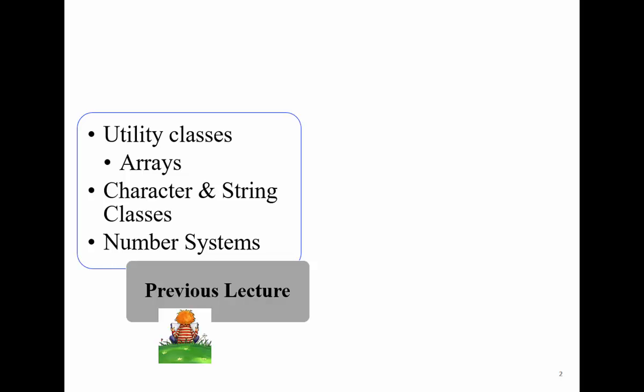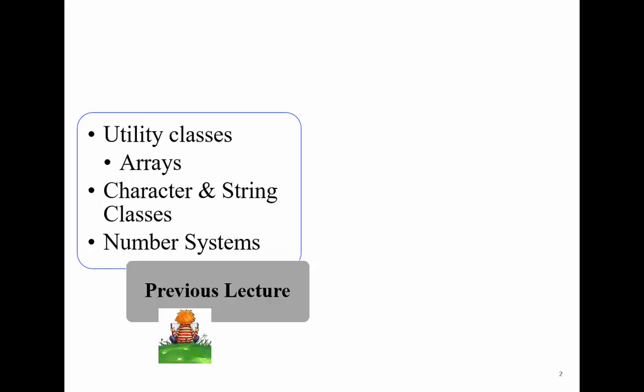type. Then we went through some discussions about two famous classes, Character and String. And we discussed a lot of methods inside these two classes and how we can use them. And we discussed the concept of character arithmetic, that each character is represented inside the computer using ASCII code.